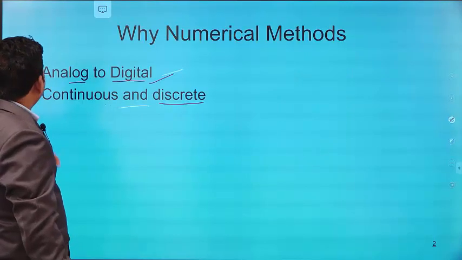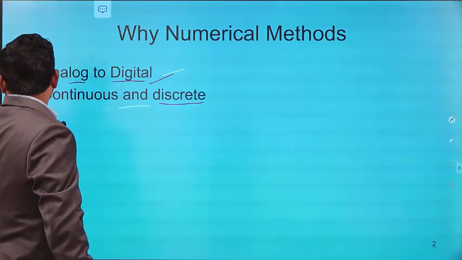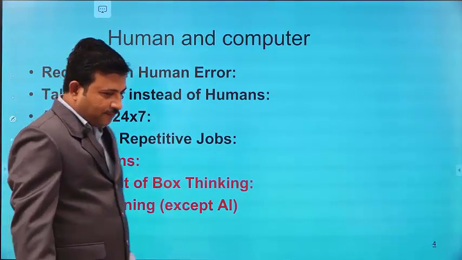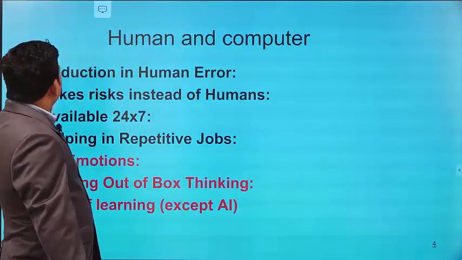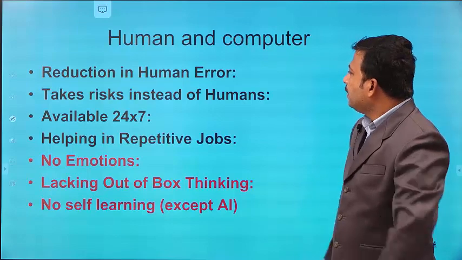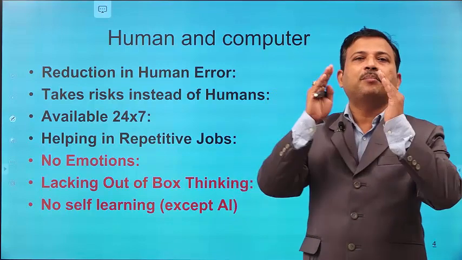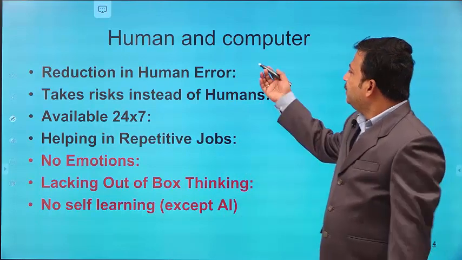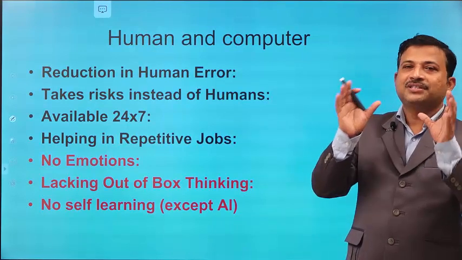So now let us see. I told you what is analog to digital, continuous to discrete. Let us go to another point. Next we will say human and computer. What is the difference and what is the ability of a human as compared to the computer? First, reduction in human error. We do error, we make some mistakes. But once you fit a program to a particular computer, there will never be any mistake. So human error will never happen if we use a digital process, if we use any computational model.